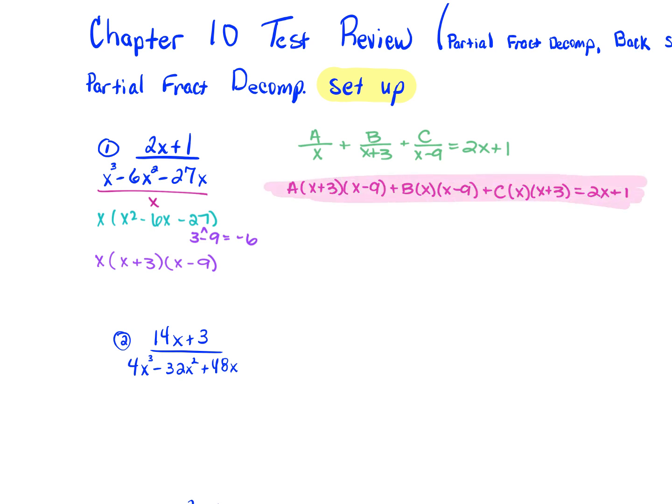Does it matter which one you put under A? No, the order doesn't matter. So it could be A over x plus 3 plus B over x plus C over x minus 9. Doesn't matter. The x could go last under C. Doesn't matter. Are we going to have to solve it on the test? On the test, you're going to have both, yes. That's why we're going to do some setting up, some with solving. So for these, when you're just setting up, that's what we're looking for.